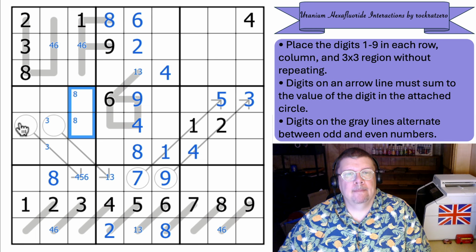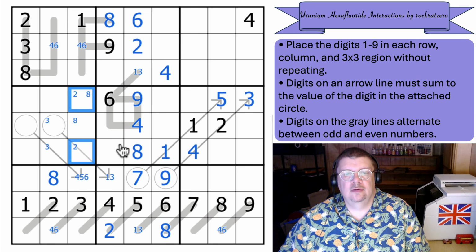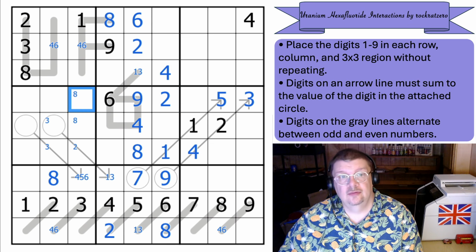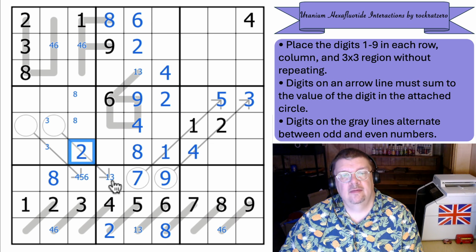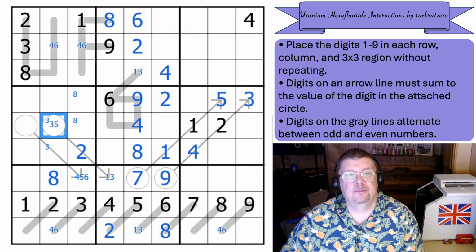Okay. 2 in this column must be in one of these two. In this box, 2 is right here. So that is not a 2, and this is a 2, and now 2 plus 1 or 3 makes this 3 or 5.